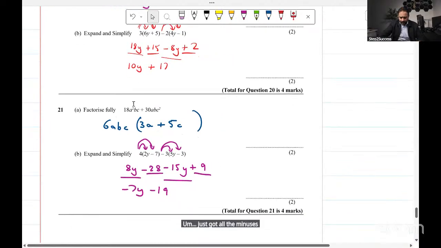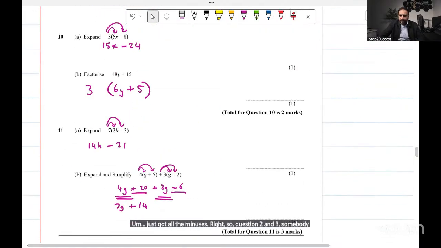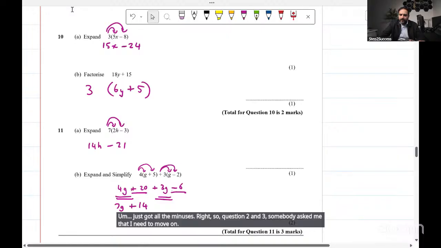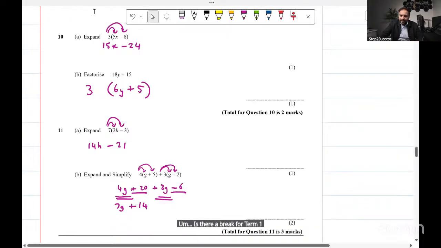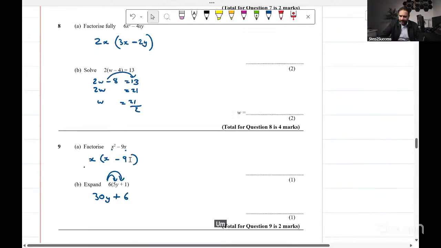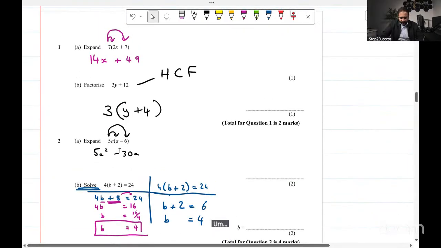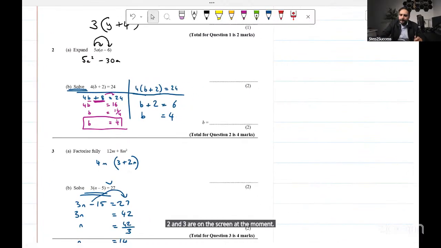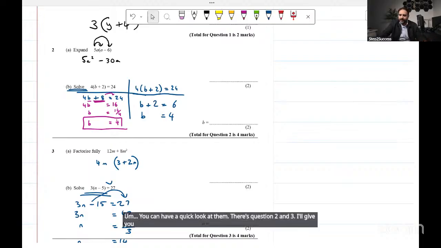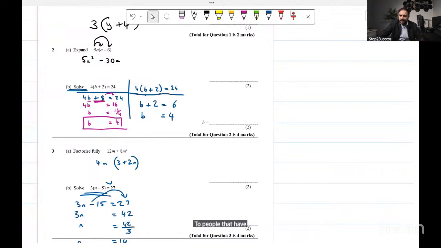Right, so question 2 and 3, somebody asked me that I need to move on. Is there a break for term 1? What does that mean? 2 and 3 are on the screen at the moment. You can have a quick look at them. There's question 2 and 3. I'll give you another 10 seconds to look at them, and then I'll show question 15. Then I need to move on to people that have got any other questions.